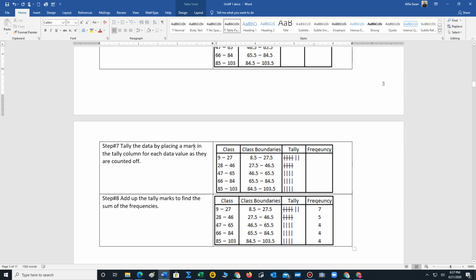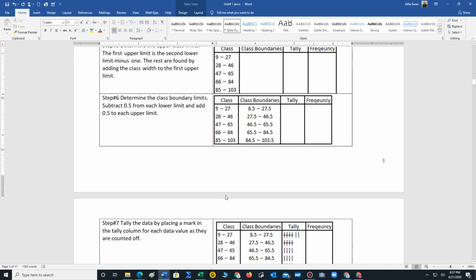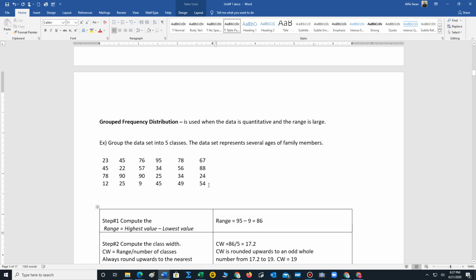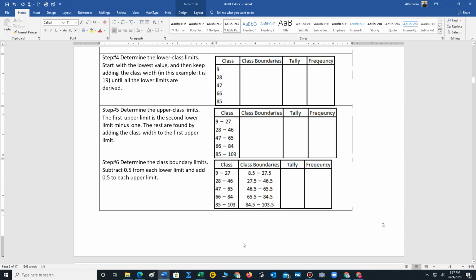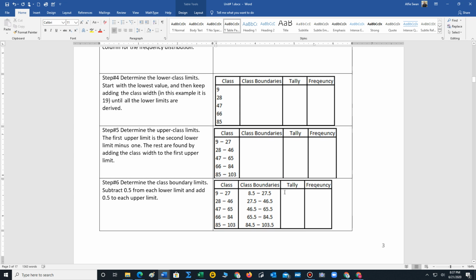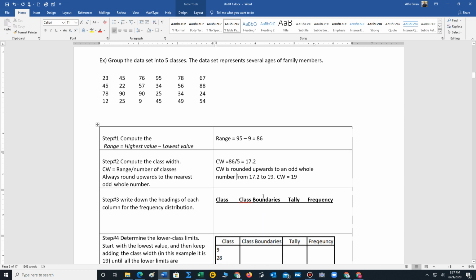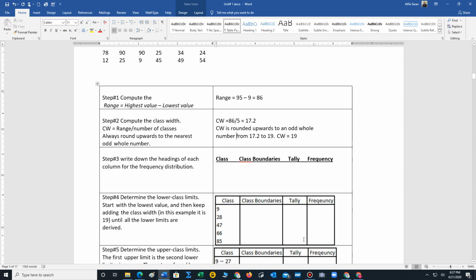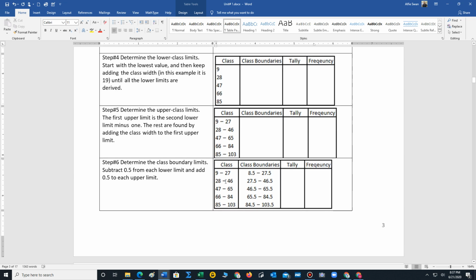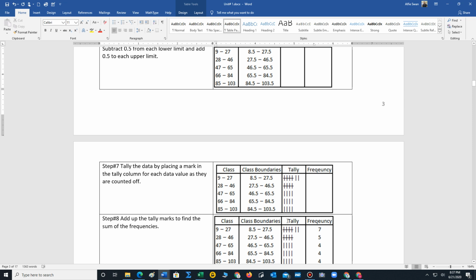Now our next step is we tally the data. So we have to determine which class each of these data values falls into. 23 will fall in the first class, so you would put a tally mark there. 45 would fall in the second class, so you put a tally mark. And you repeat that for all the other data values, and we end up with the following tally. So you can double check that if you desire.